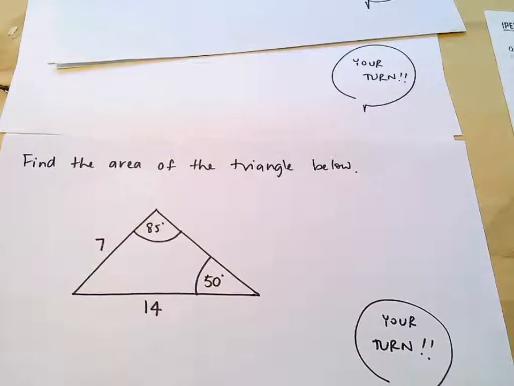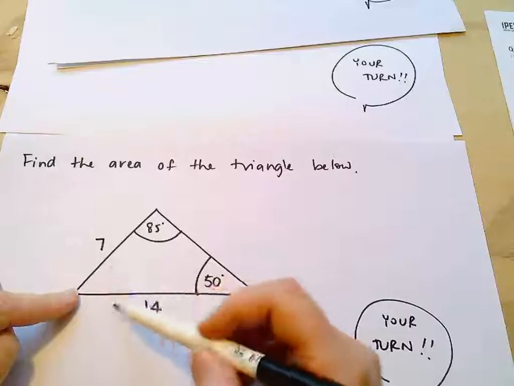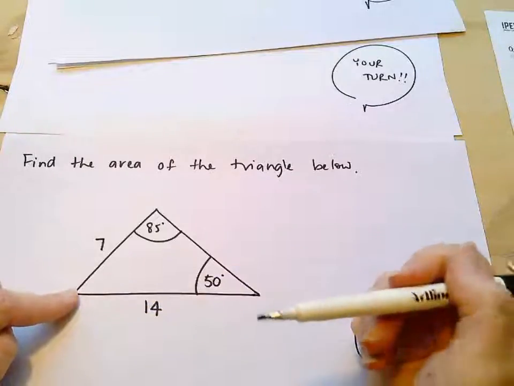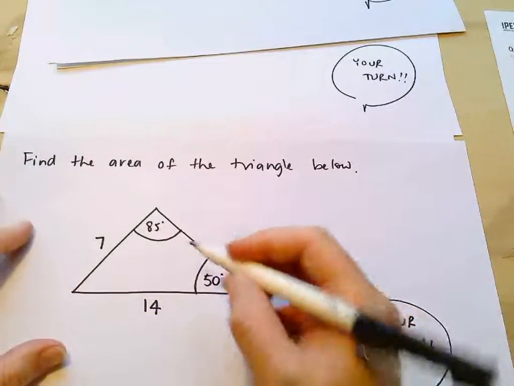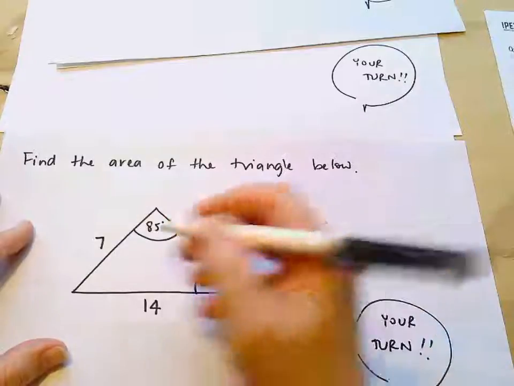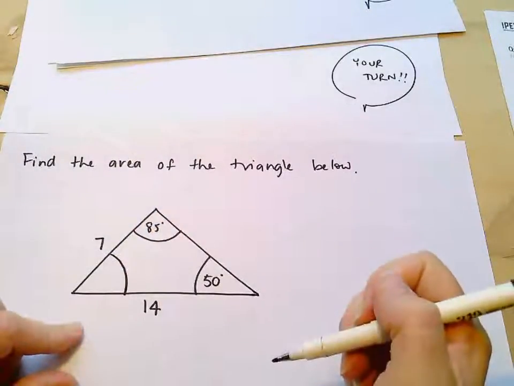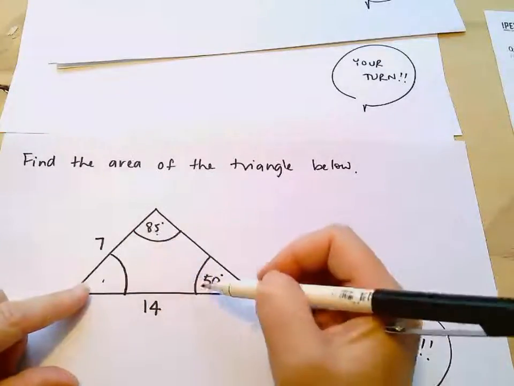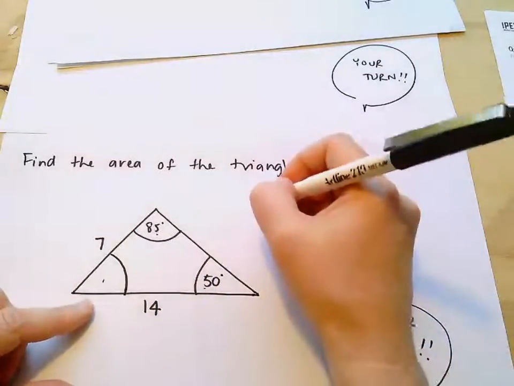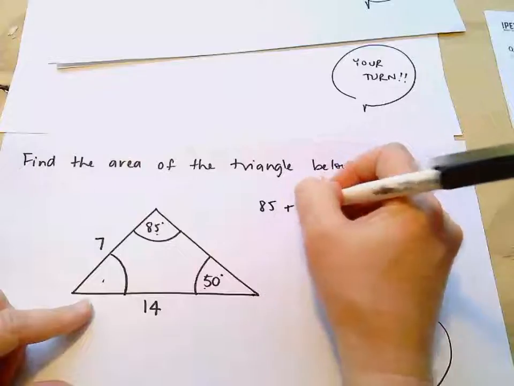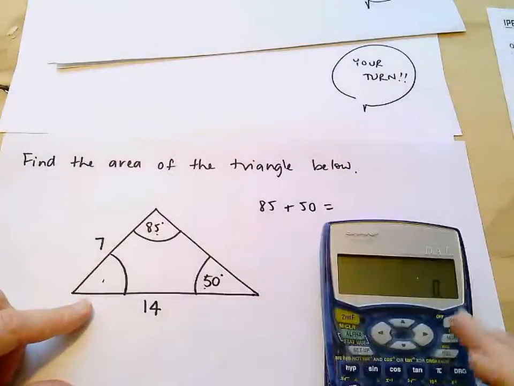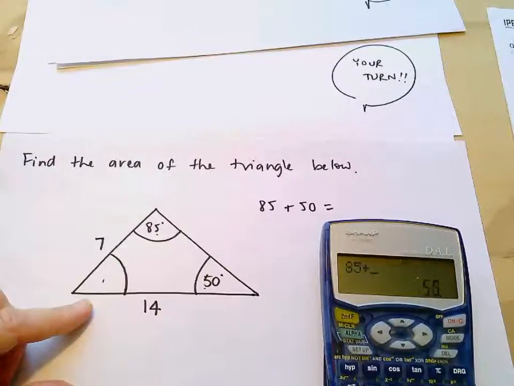Alright, let's see how you went. As I said, the first step was to work out this particular angle here. You needed to realise that you're given the other two angles, so you can work out this angle by subtracting from 180. You know that these three angles have to add up to 180, so I'm going to say, well, what's 85 plus 50? And I do it on my calculator, or I just do it in my head. 85 plus 50, 135.